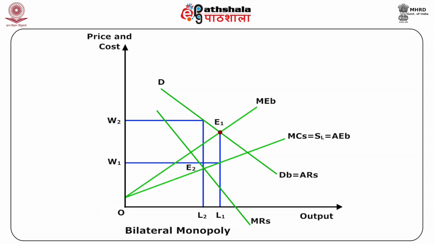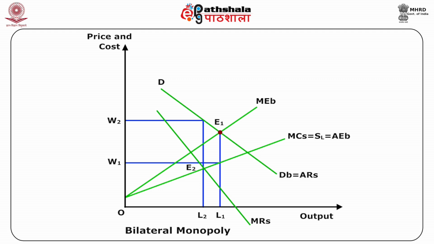On the other hand, suppose the monopolist assumes that he has full market power to set the price and output so as to maximize profit. In order to maximize profit, the monopolist would equate marginal revenue with marginal cost. The monopolist is in equilibrium at point E2 where marginal revenue is equal to marginal cost. The monopolist equilibrium price is OW2 and equilibrium quantity is OL2. The monopolist is selling the most profitable quantity OL2 at OW2 price.